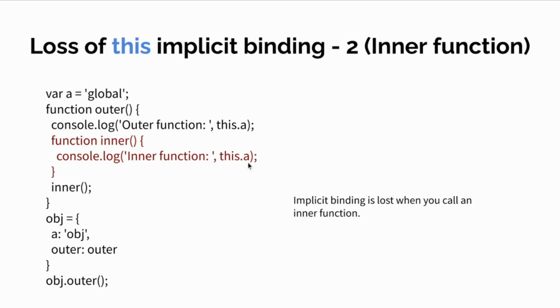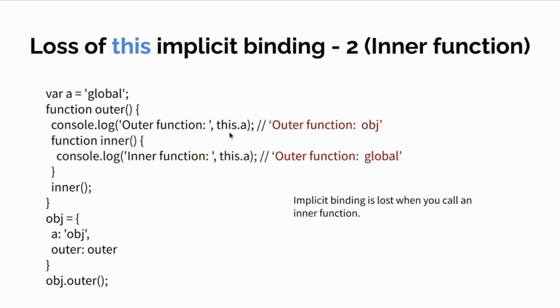So what do you think will be the value of this.a? Anyone can try. Only the function outer will be called. What will be the value of this.a inside the inner function? There are two consoles, one console here and one console here. So what do you think will be on this line? The first one will be, I think, obj, and the second one, for inner, I think it should also be obj. So this is what is interesting.